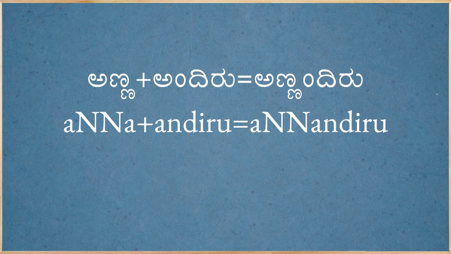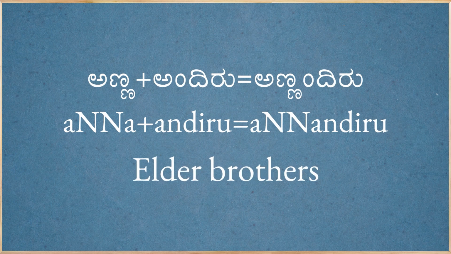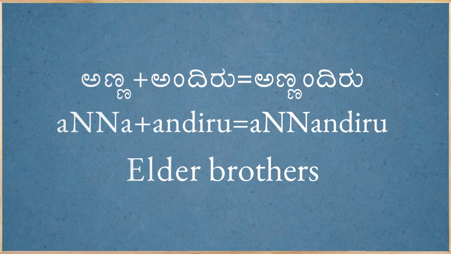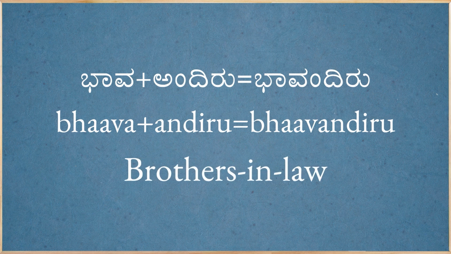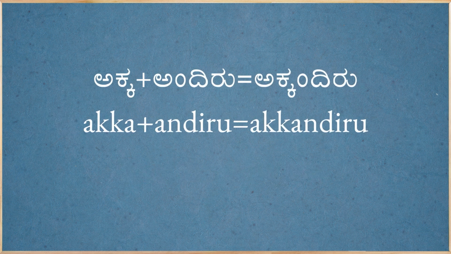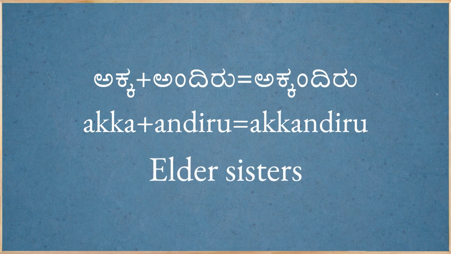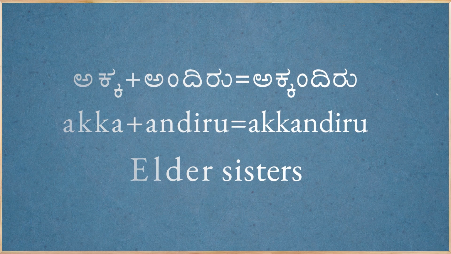Anna plus andiru will become annandiru. Annandiru. Elder brothers refers to multiple elder brothers. Bava plus andiru will become bavandiru. Bavandiru. Brothers-in-law indicates a group of brothers-in-law. Akka plus andiru will become akkandiru. Akkandiru. Elder sisters refers to multiple elder sisters.